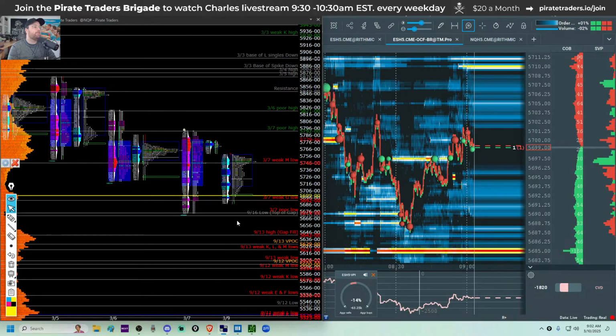So I use the market profile software to understand the price action. Where is the market going? How much time is it spending there? How much volume is it bringing in? That gives me some insights.